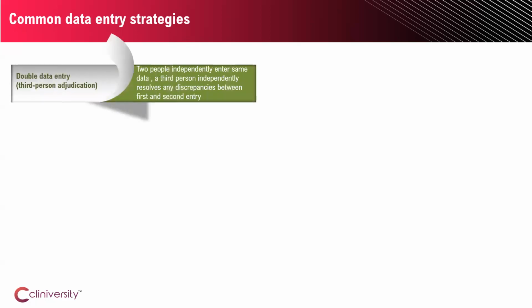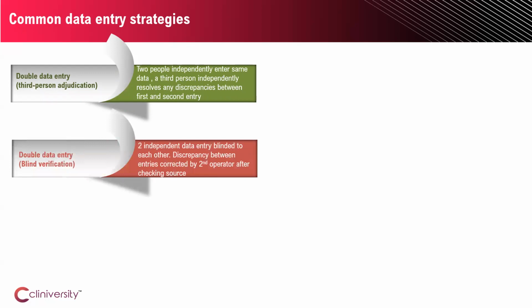What are some of the common data entry strategies? Data entry processes should address data quality needs of the study. The first one is double data entry with a third person adjudication. Here, two people independently will enter the same data and a third person will resolve the discrepancies between the first and the second person's data entry.